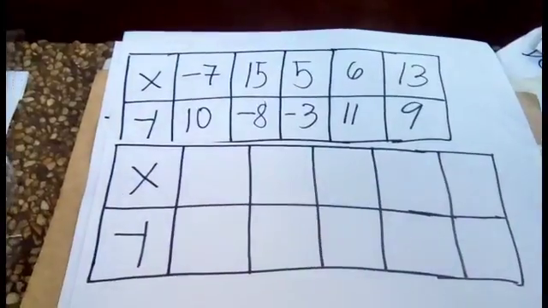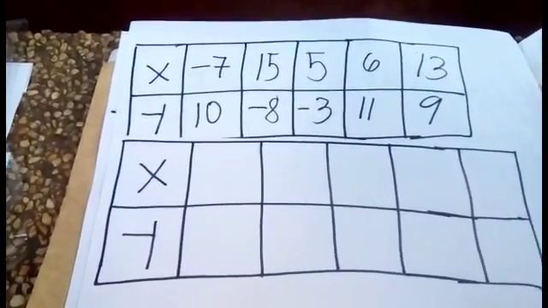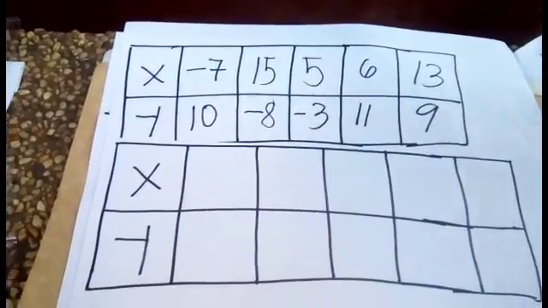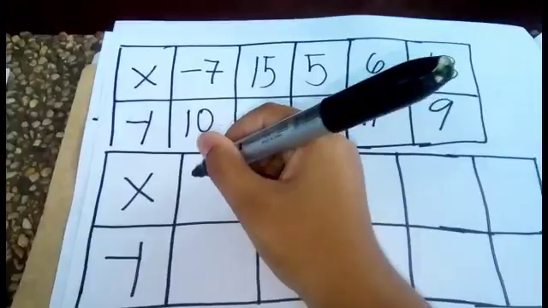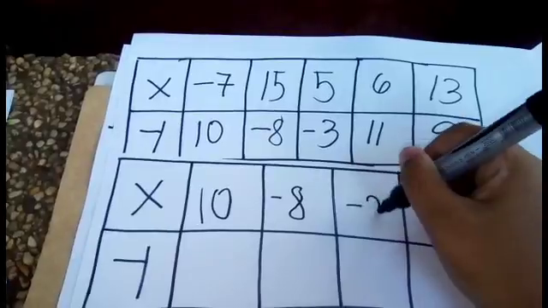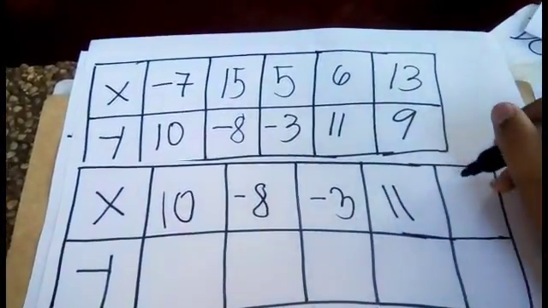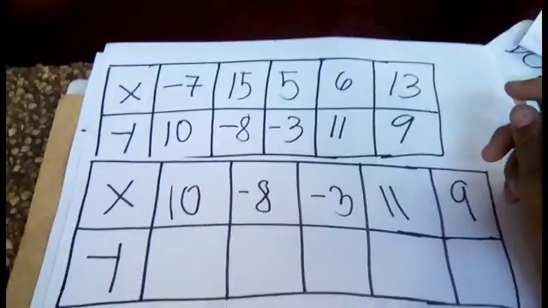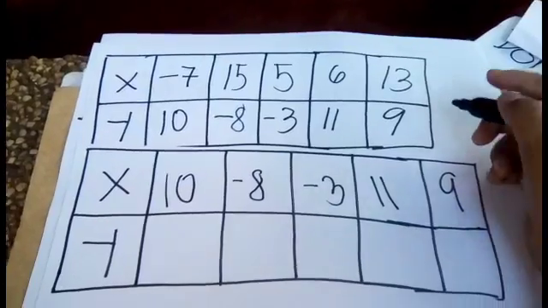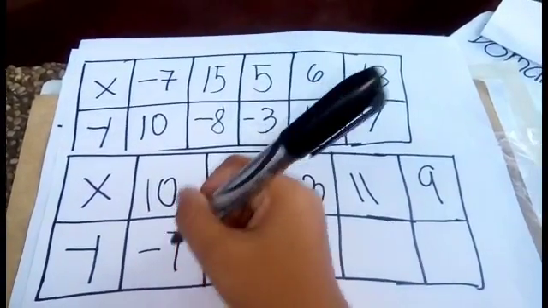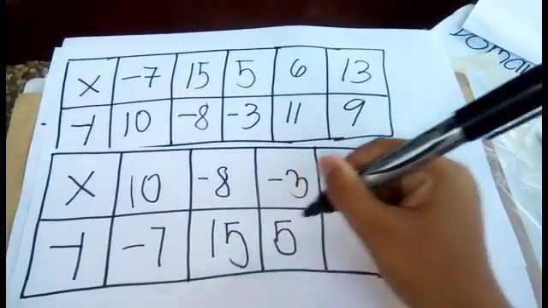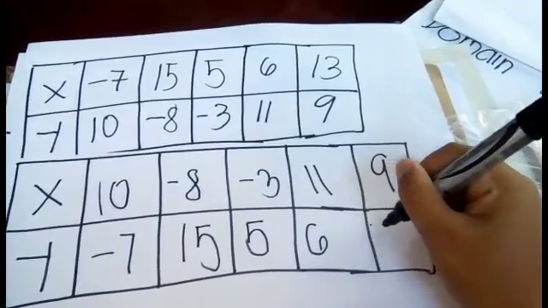Okay, time's up. The first thing to do is to take the range of the original function. We'll put it into the domain of the inverse. We have here 10, negative 8, negative 3, 11, and 9. While the domain of the original function is the range of the inverse function: negative 7, 15, 5, 6, and 13.